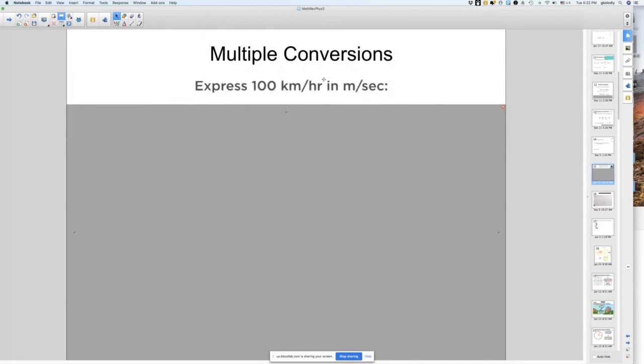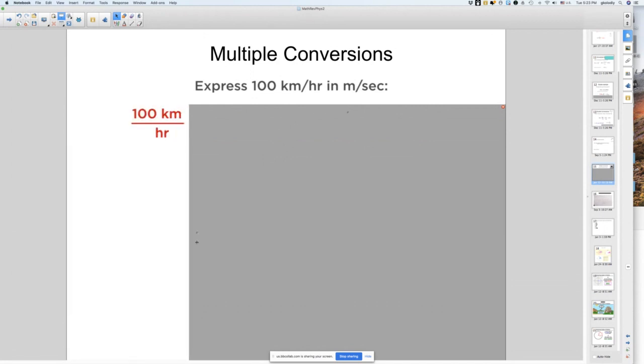So let's say we want to convert a speed of 100 kilometers per hour. Somebody's driving 100 kilometers per hour. How much would that be in meters per second? So we start off with 100 kilometers per hour. All right, so we're going to change it to meters per second.